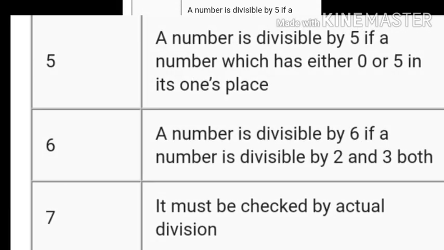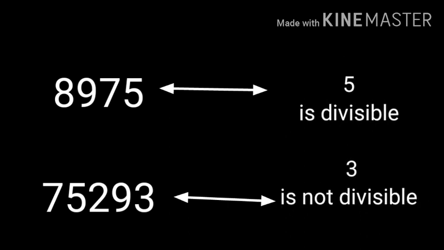Divisibility by 5. A number is divisible by 5 if it has either 0 or 5 in its ones place. For example, 8975 is divisible by 5 because it has 5 in its ones place. 75,293 is not divisible by 5 because its ones digit is neither 0 nor 5.